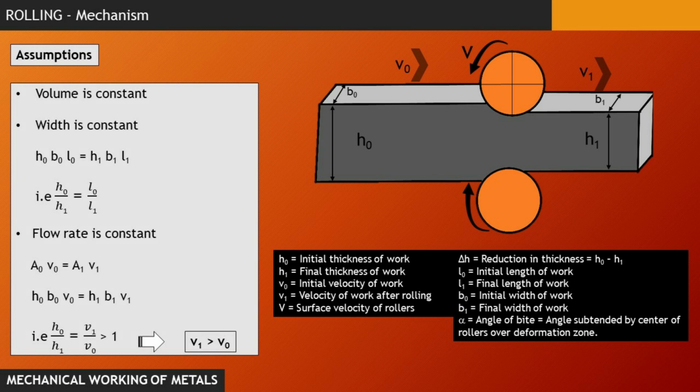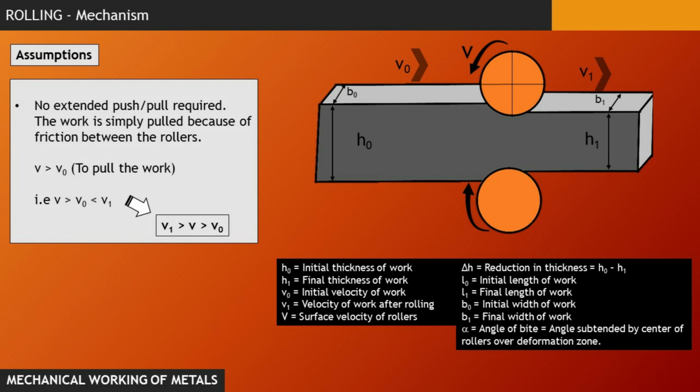and it is always greater than 1. So we can regard that the velocity at the exit, that means when the material has been rolled, is higher than the entry. The velocity of the exit of the work material is always higher than the velocity at which the work material enters the rolls.